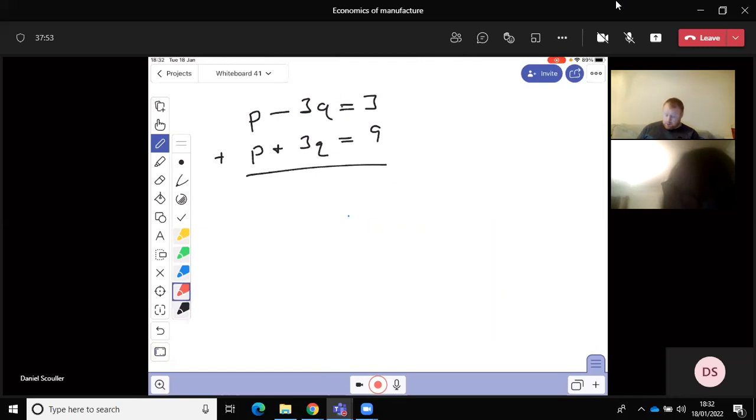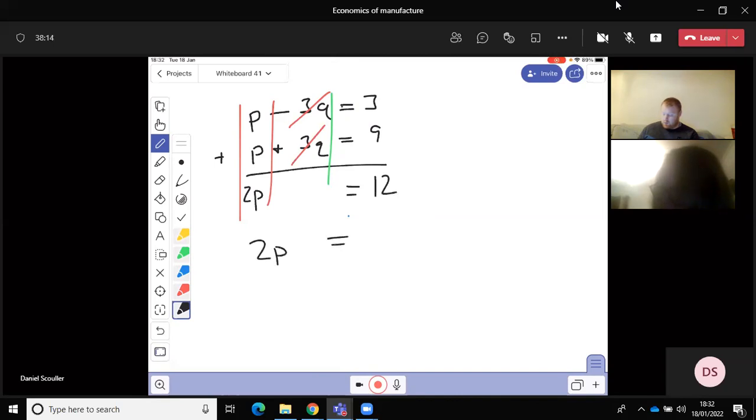So we take into account the p's, add them vertically, get 2p. Negative 3q plus 3q means we can eliminate the q term. 3 plus 9 gives us 12. That leaves us with 2p equals 12. That allows us to go p equals 12 over 2. p is equal to 6.